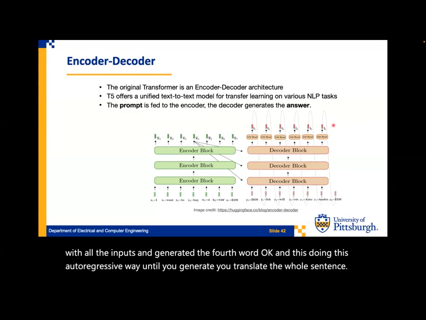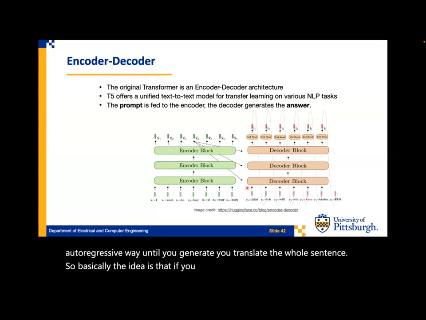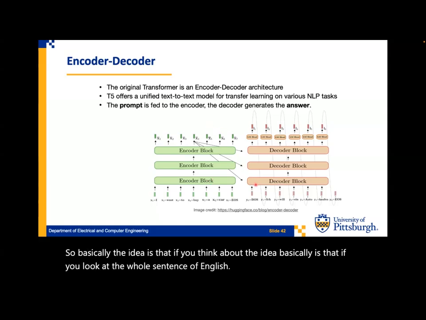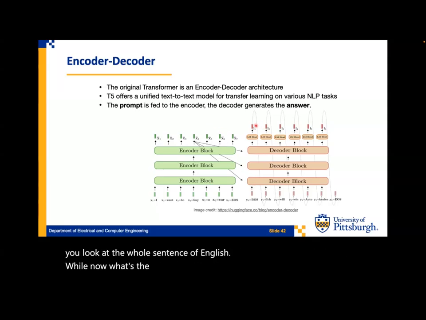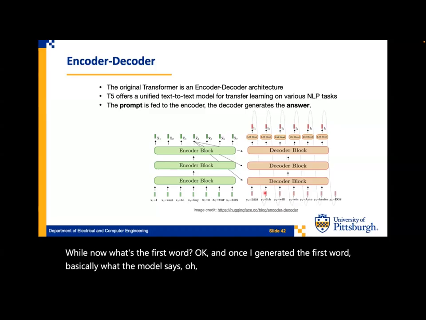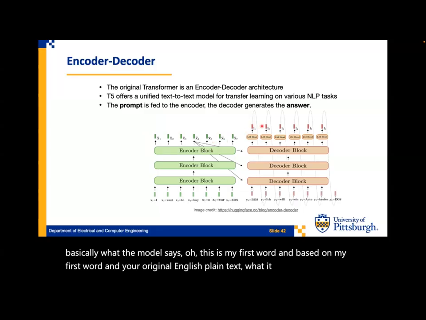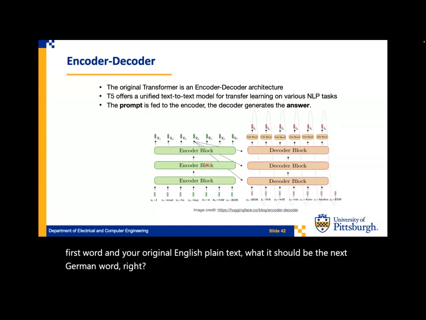So basically the idea is that if you look at the whole sentence of English, well, now what's the first word? And once I generated the first word, basically the model says, oh, this is my first word. And based on my first word and your original English plain text, what should be the next German word, right? Therefore, for this kind of text translation, this encoder-decoder block works very well.